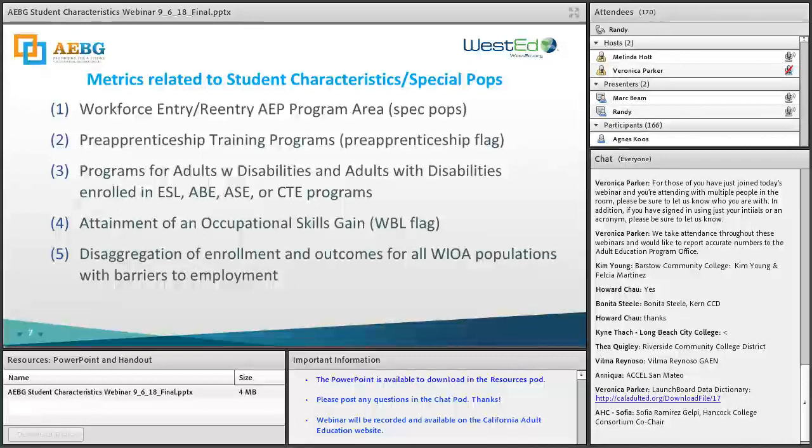Attainment of an occupational skills gain, which we talked about last week, relies on the work-based learning flag. And eventually, in the second build, you will be able to disaggregate any of the outcome metrics by special populations.